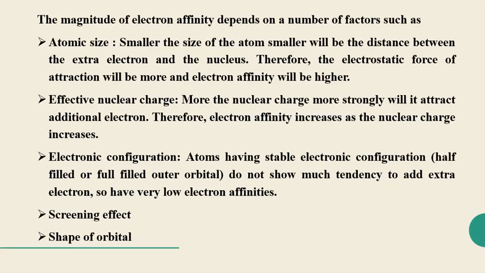Then next is shape of orbital. We already discussed that the electron cloud in an s orbital is distributed equally, and it is closer to the nucleus in comparison to the p and d orbitals. So if the incoming electron is entering an s orbital, the electron affinity is higher, and if it is entering a d or p orbital, the electron affinity is comparatively lower.